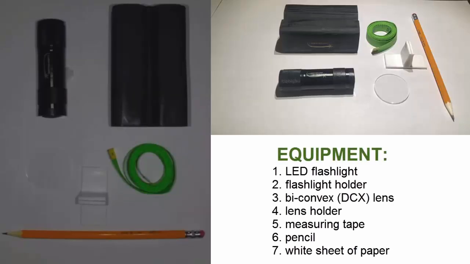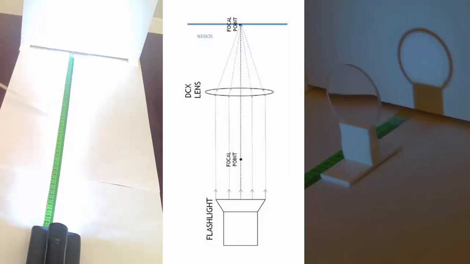The equipment for this lab consists of a flashlight to be used as a light source, a flashlight holder, a biconvex lens, a lens holder, a measuring tape, and finally a pencil and a white sheet of paper. I have positioned the measuring tape here along the longer line of the white sheet of paper. I put the back screen in the back here and positioned it exactly at 0 of my measuring tape, and then in front of the back screen I positioned the lens in the lens holder. The flashlight has been placed in the back here at about 50 to 90 centimeters away from the back screen.